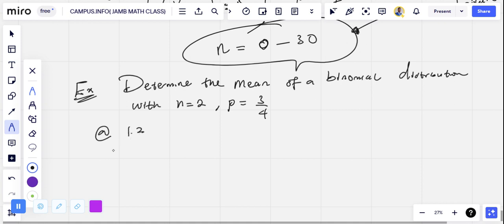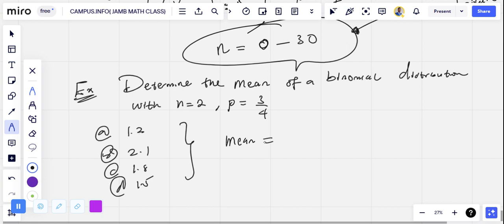Option A, 1.2, B, 2.1, C, 1.8, and D, 1.5. What's the mean of a binomial distribution without schooling? I don't want to school up. I already gave you the mean, right? So all these things are just bonus. If you want to look for the mean of a binomial distribution, what is it, guys? Should I just go ahead and write it, or I need somebody to tell me the mean.